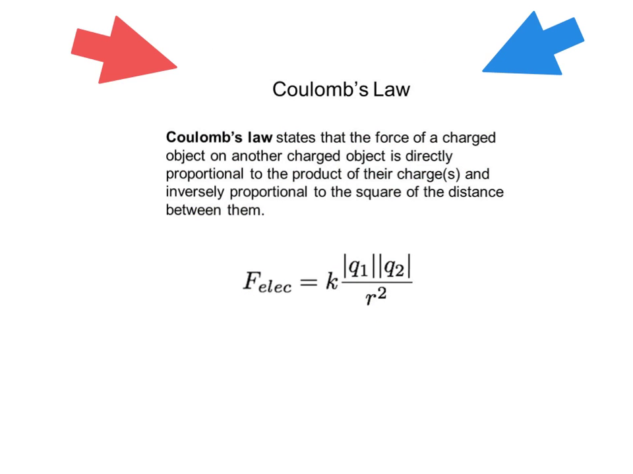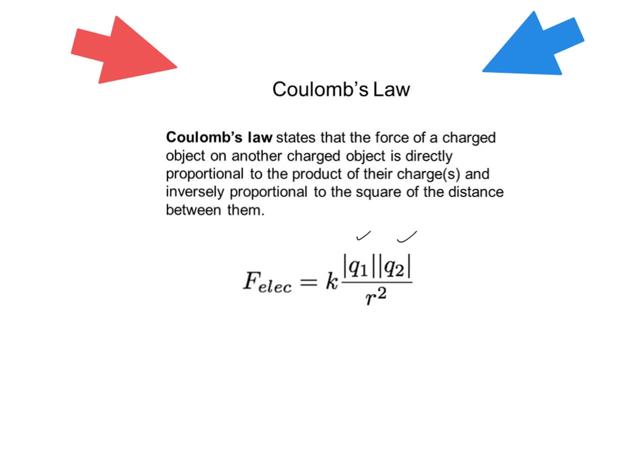Now, as it states here, Coulomb's Law just says that the force of a charged object on another charged object is directly proportional to the product of their charges and inversely proportional to the square of the distance between them. So, what does that actually mean? In actual English, what that's saying is that we've got two items up here that are charged particles.